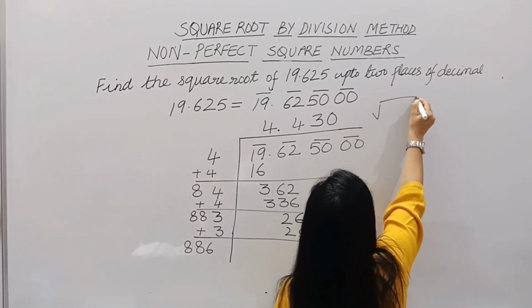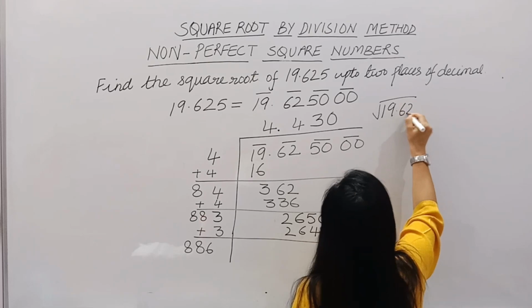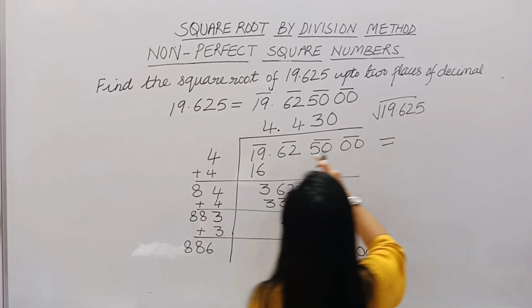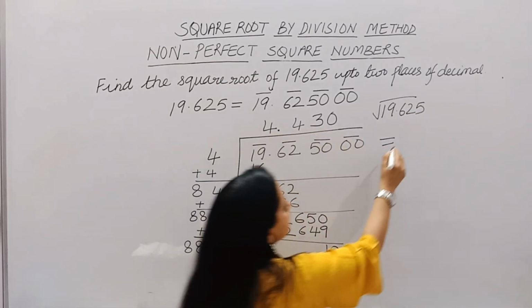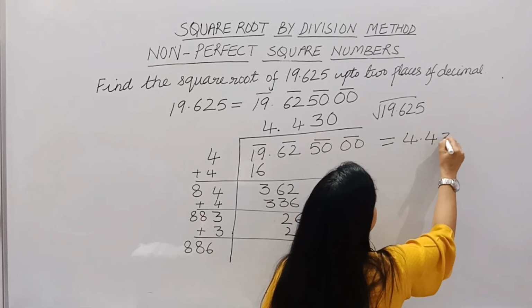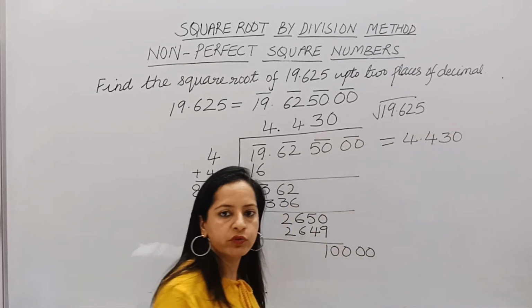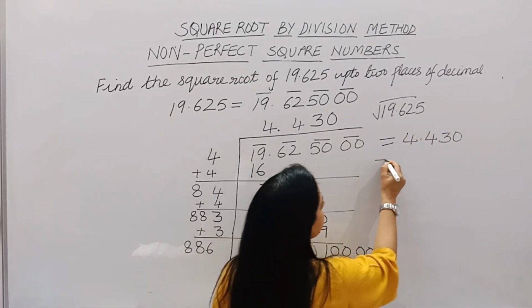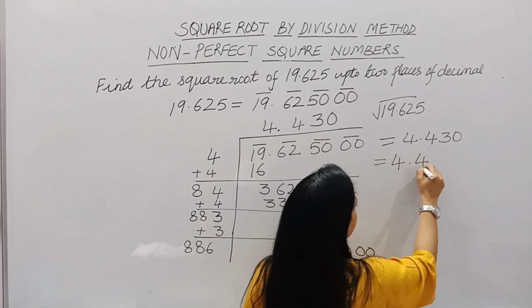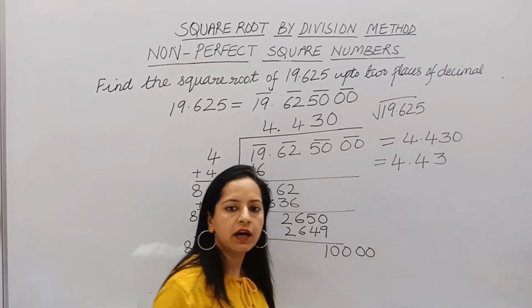We can write square root of 19.625 is equal to 4.430. And since we need to round it off to 2 places of decimal, we can write it as 4.43. And this is our answer.